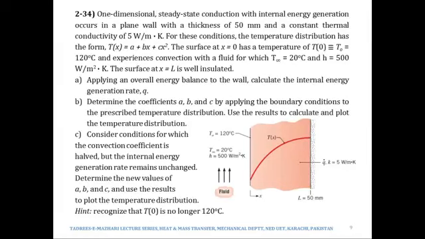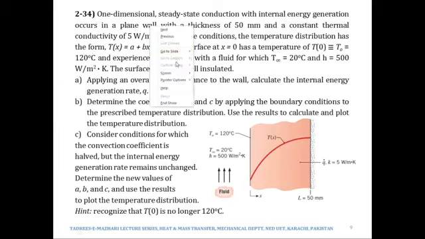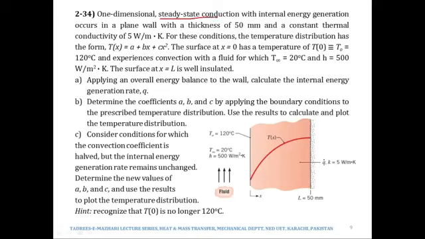The next problem, which is 2-34 of our book, says one-dimensional steady-state conduction. As soon as we see the word one-dimensional, that tells us that T is a one-dimensional heat flow, meaning T would be a function of either X or Y or Z if it is a Cartesian coordinate system problem. Steady state condition: as soon as we see the words steady state, that would mean that ∂T/∂t would be 0.